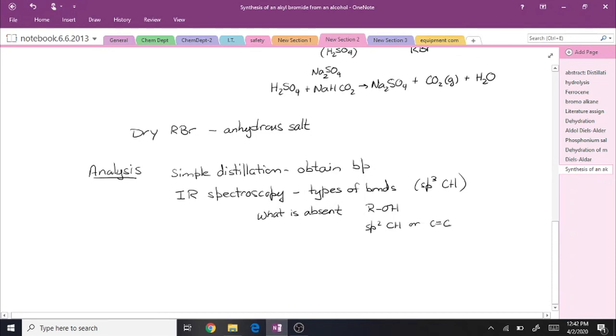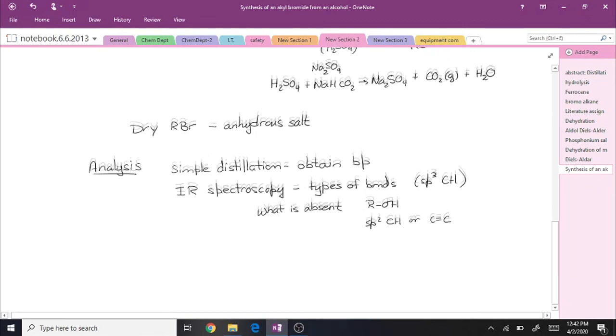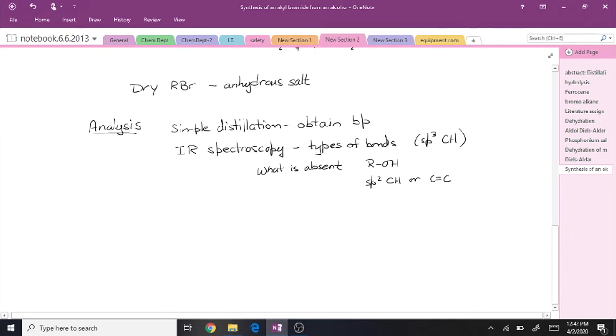And when you are writing your report, you can specifically address these three peaks. Are they present? And of course, when you do that, you should state the region you expected, and then note the fact that these bonds are not present, indicating, number one, we do not have alcohol anymore, and number two, we did not have an elimination reaction, which would suggest that we probably did get the substitution reaction.